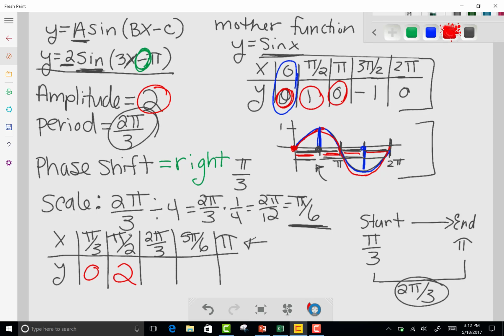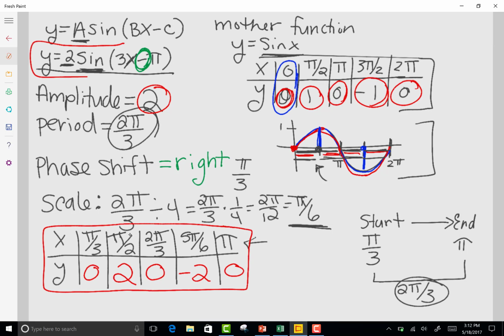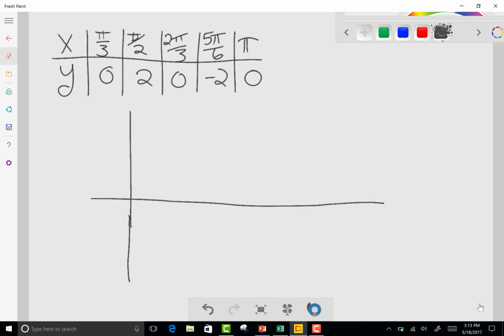The next point should come back down to the x-axis again at 0. The next point should be my minimum. In this case, -2, because my amplitude is 2. And then lastly, I come back down to the x-axis again, which is 0. So these are my points that I'm going to plot for our translated function 2 sine 3x minus pi. Okay, so these are my points for my translated function.